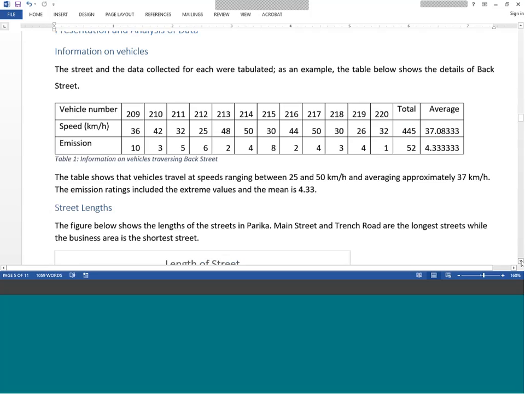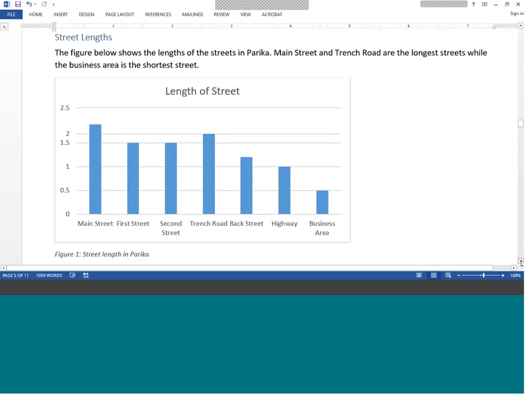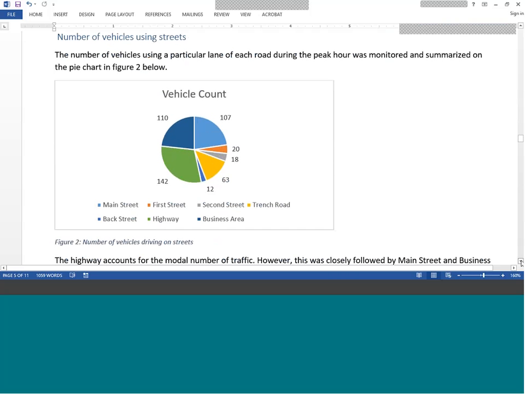Then we go on to another section, the treatment. Subheadings are placed there. Now we're talking about the treatment, where a graph can be presented, and the students here are using a variety of measures of representation of the data. They use a table, a bar graph, and wherever they are used, they are appropriately used. We talk about the number of vehicles using the different streets, so a different diagram is used here, a pie chart.